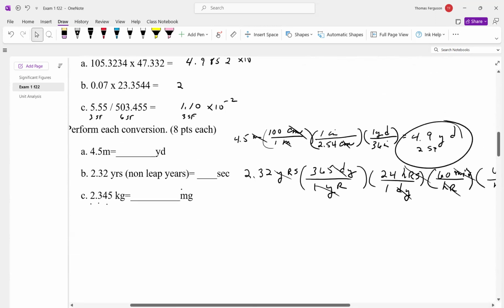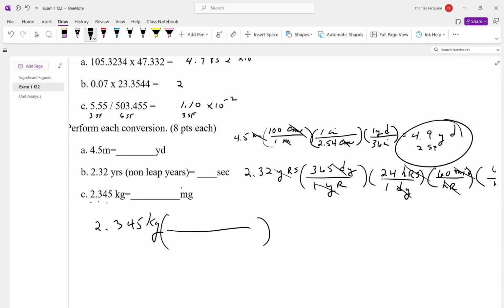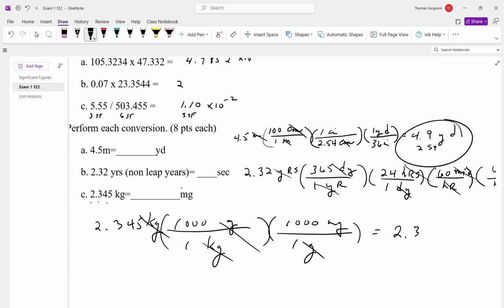Okay, and then the last problem, we're going from kilograms to milligrams. What's a good first step? Grams. Now from grams to milligrams. How many milligrams are in a gram? 1,000. So the answer is, with 4 sig figs, 10 to the 6.